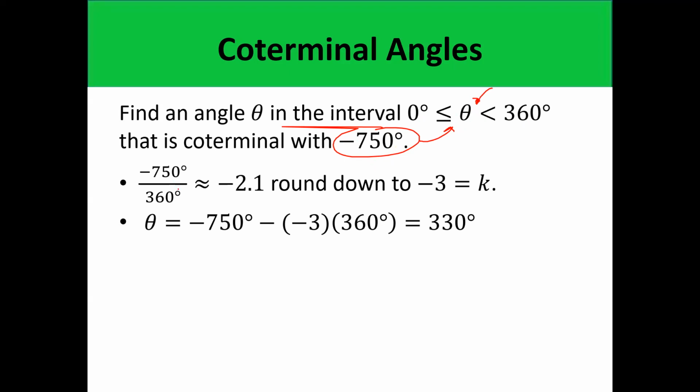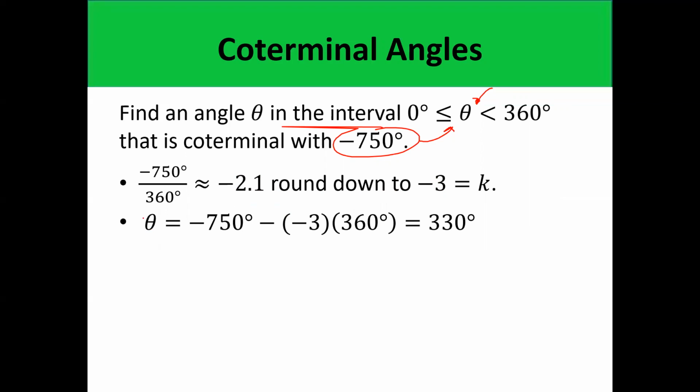So just like in the previous example, we're going to divide negative 750 degrees by 360 degrees, and that's approximately negative 2.1. So we're going to round that down to negative 3. So round negative 2.1 down to negative 3.